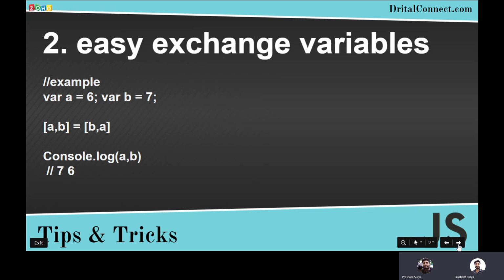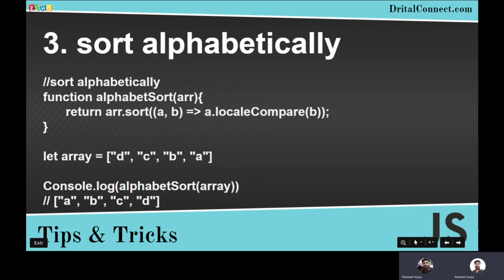Now come to the third trick: sort alphabetically. Let's suppose you have an array here, B, C, B, A, and you want to sort it alphabetically. You can use array.sort with a, b and a.localeCompare(b). If you do like this, you will get your alphabetically sorted array as output.